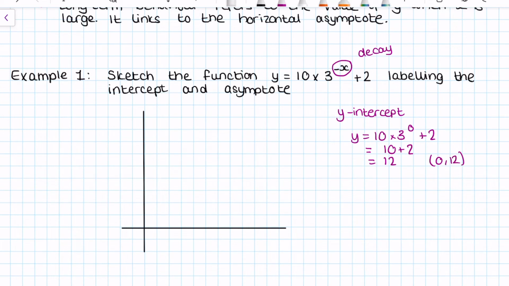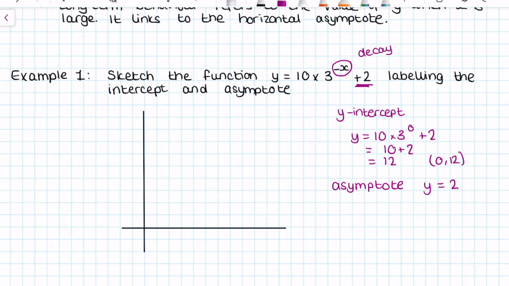And then the asymptote is just whatever value is added or subtracted to the exponential, which in this case is plus 2. The asymptote is when y equals 2. And then we just graph it.